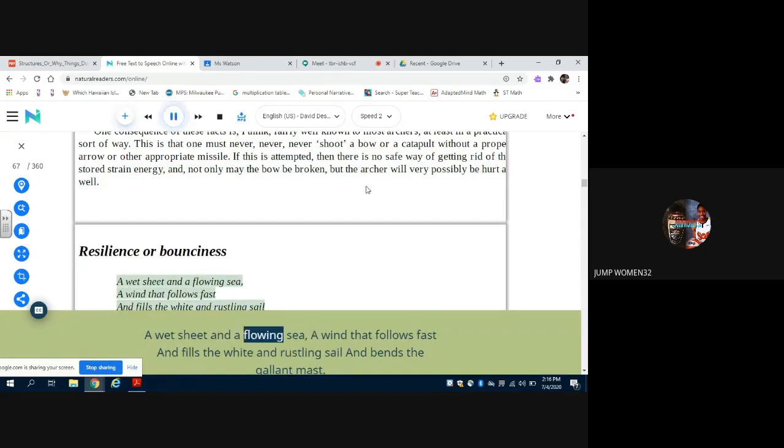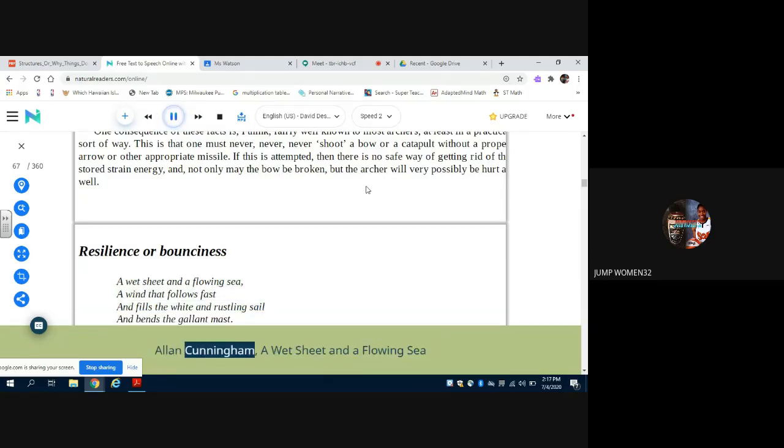A wet sheet and a flowing sea, a wind that follows fast and fills the white and rustling sail and bends the gallant mast. Alan Cunningham, A Wet Sheet and a Flowing Sea.